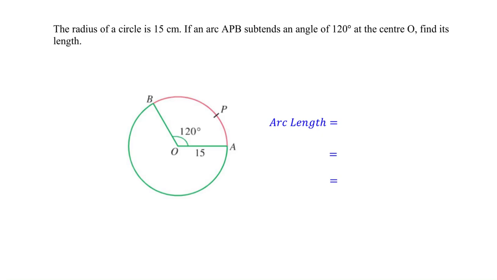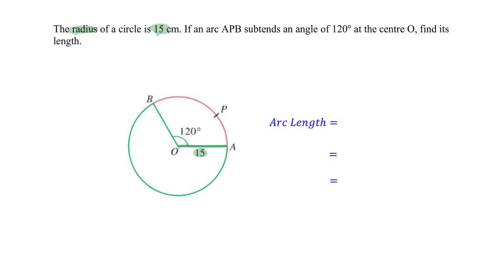Hello everyone, welcome to this video where we are given that the radius of a circle is 15 cm. And so that is our green color, that's the radius, and it is here. Okay, OA will be our radius.